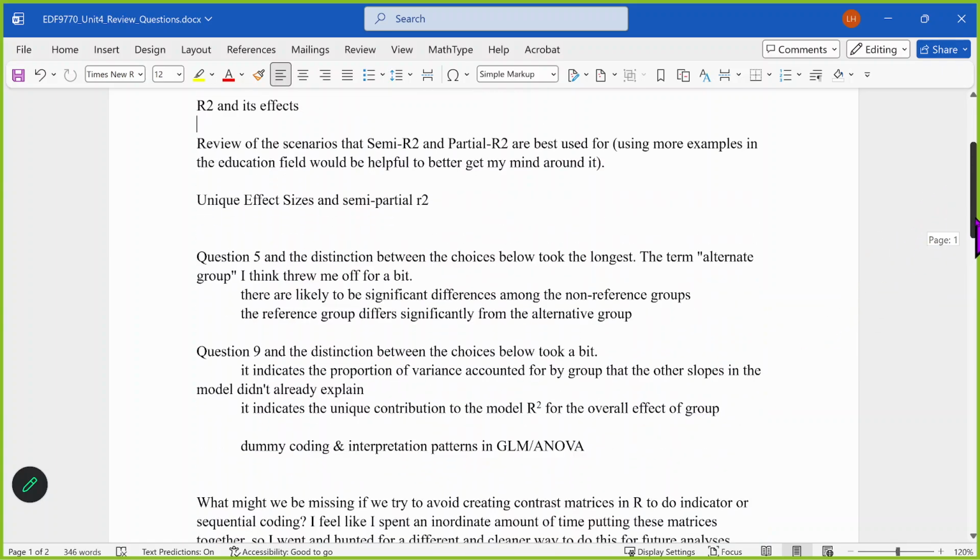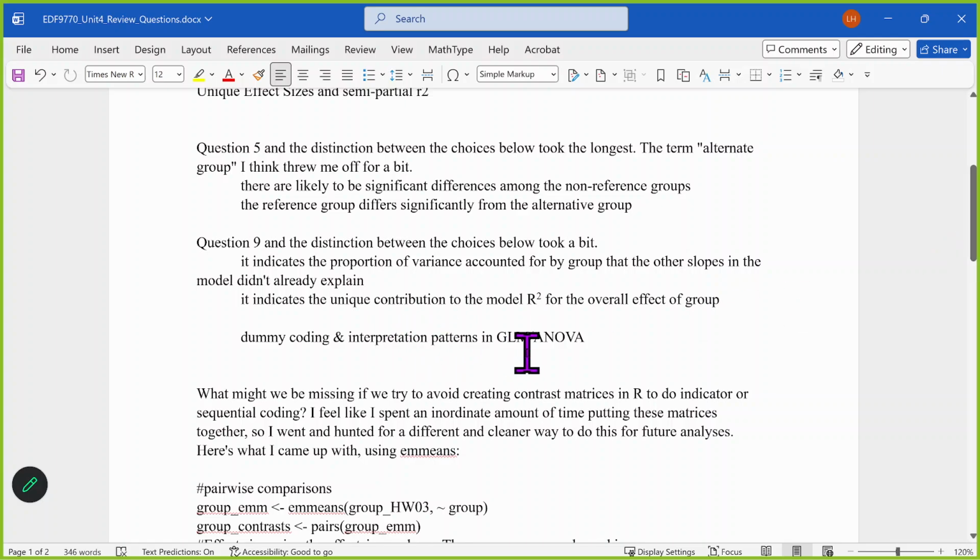Let's see, we clarified the wording on these things. Dummy coding and interpretation patterns in GLM and ANOVA. And then the rest of this we talked about. So for this one, is it when is it 1 and minus 1, and when is it 0 and 1? That kind of thing? Because we can talk about that.